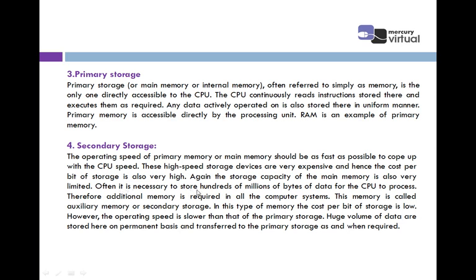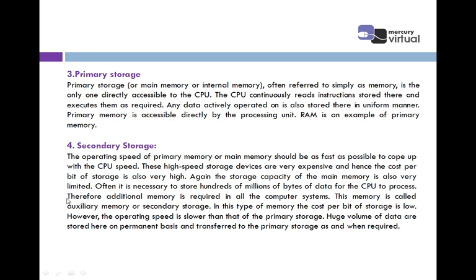Often it is necessary to store hundreds of millions of bytes of data for the CPU to process. As I told you, there is some scenario where I can store hundreds of millions of bytes, but that is not stored by the RAM itself. So there is a need of another memory, and that need is provided by the secondary storage. Therefore, additional memory is required in all the computer systems.